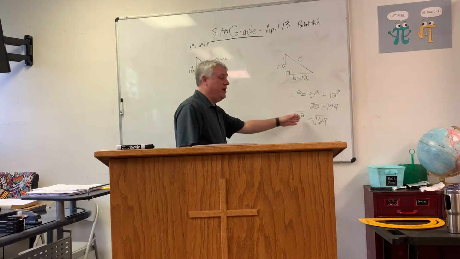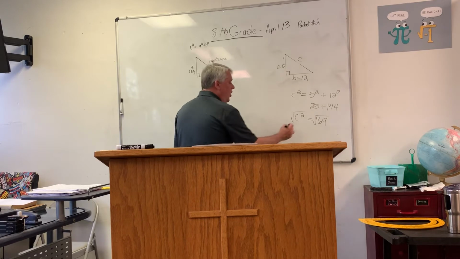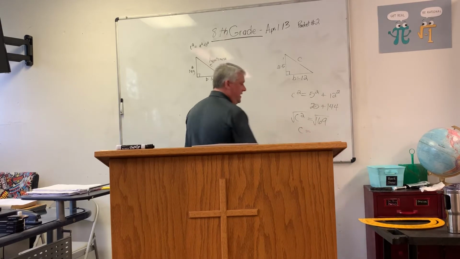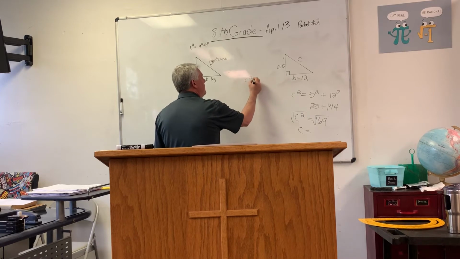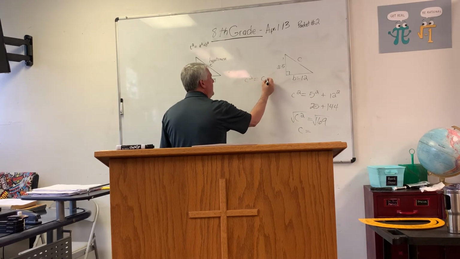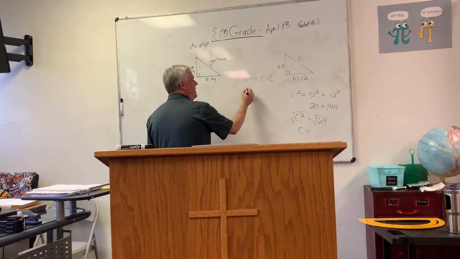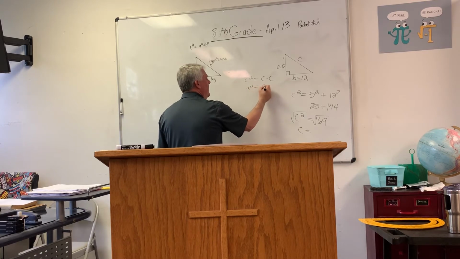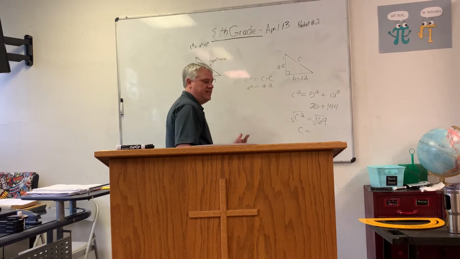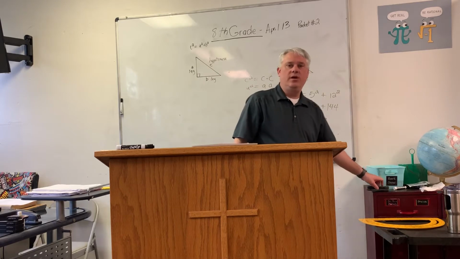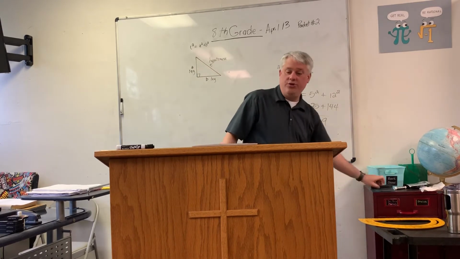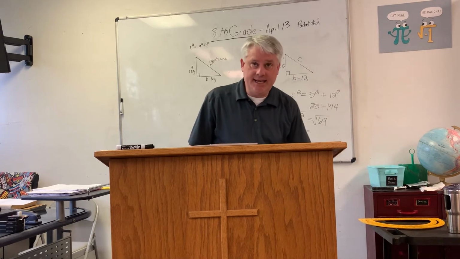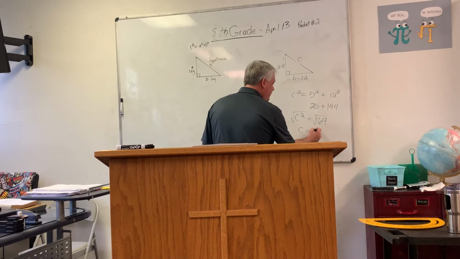The square root of c squared is always going to be c, because for any letter, c squared equals c times c. A squared equals a times a, for example. So the square root of c squared is c. The square root of 169 is 13. It is a perfect square.